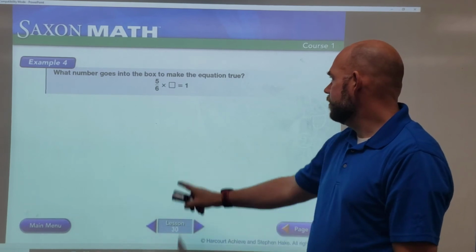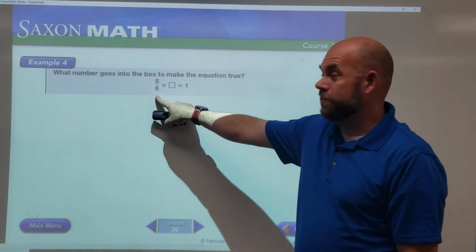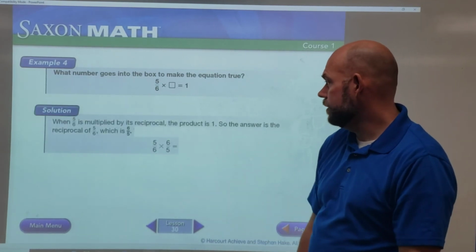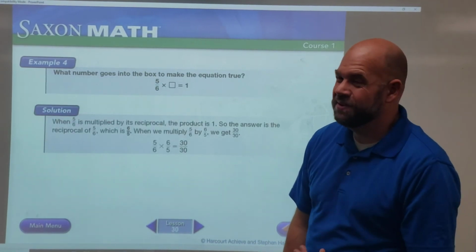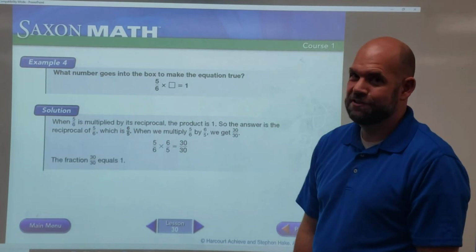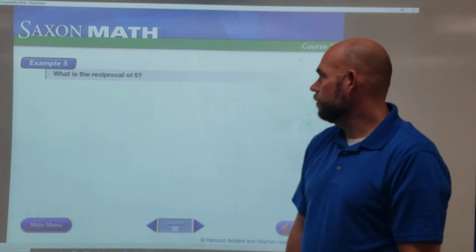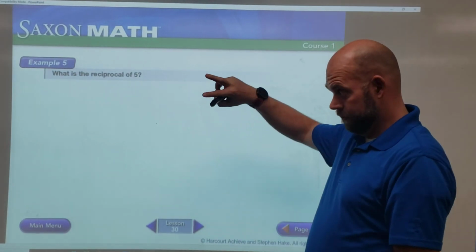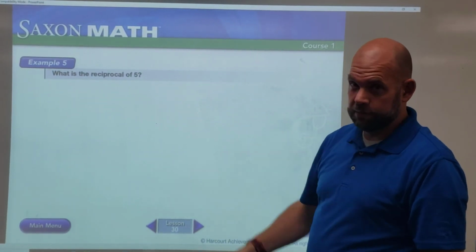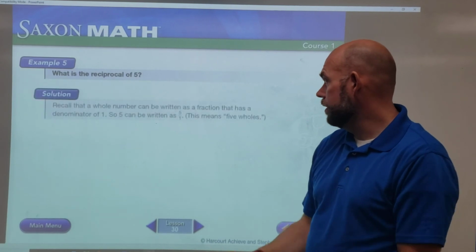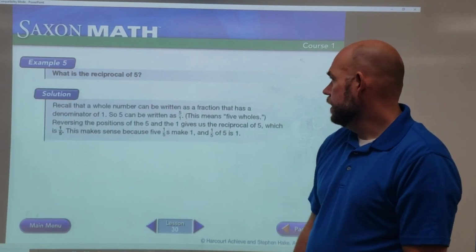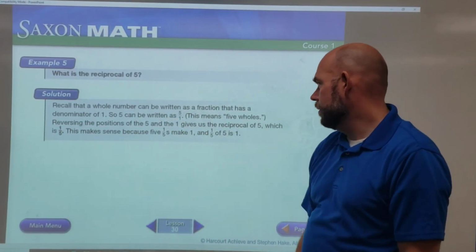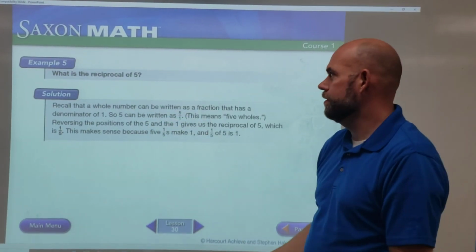What number goes into this box to make it true? Basically, it's asking what's the reciprocal of 5/6. Just flip it upside down, we get 6/5, and the product equals 1. Reciprocals are so awesome and so easy. All right, what's the reciprocal of 5? Remember, 5 is the same as 5 over 1. So you just flip that upside down. 5 over 1 would be 1 over 5. So our reciprocal is 1/5. It's saying we can write 5 as 5 wholes, 5/1. Yes, the reciprocal is 1/5. It doesn't matter how you say it.